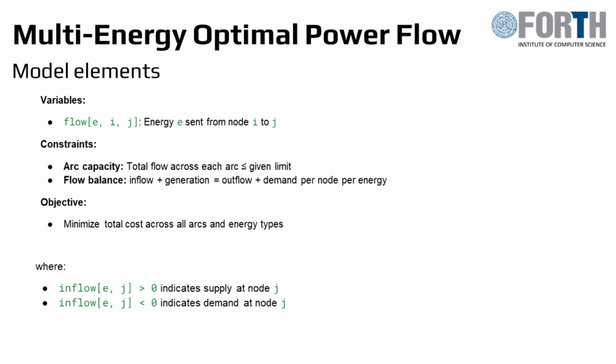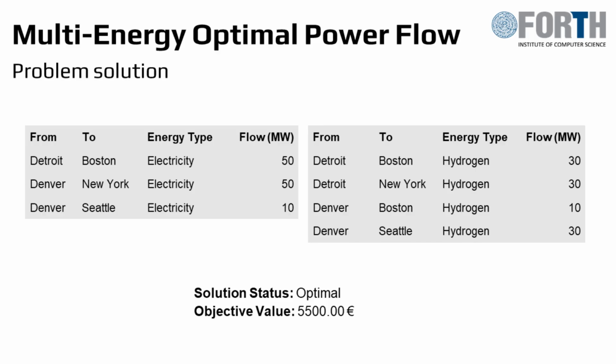At each node and for each energy type, total incoming flow plus local generation must equal total outgoing flow plus demand. So this slide bridges the graphical network representation and the algebraic model. We now have a clear definition of the variables and the supply-demand convention that will structure all constraints in the formulation. Finally, this slide presents the optimal solution of the single objective minimum cost formulation.